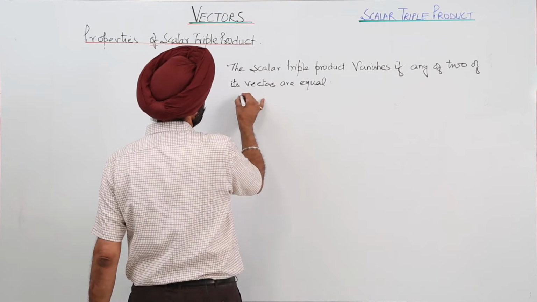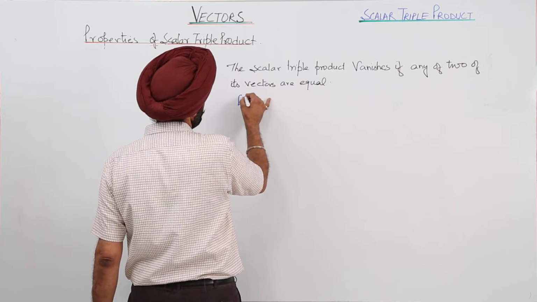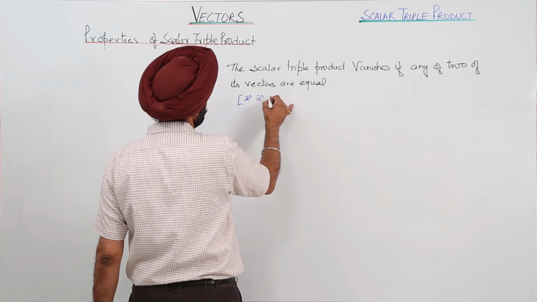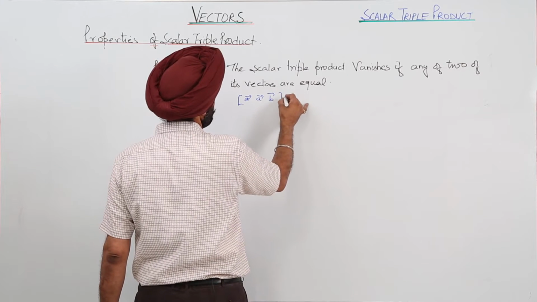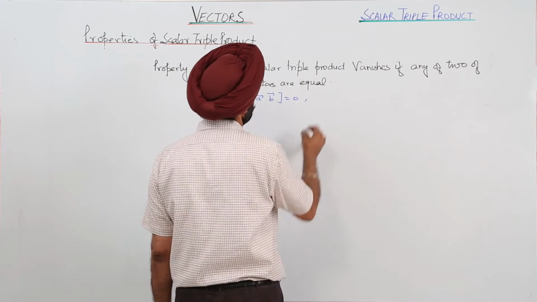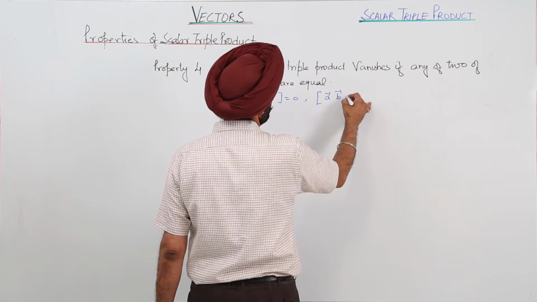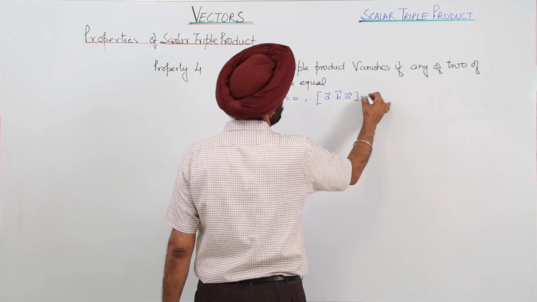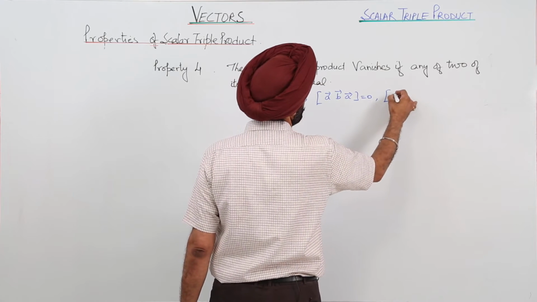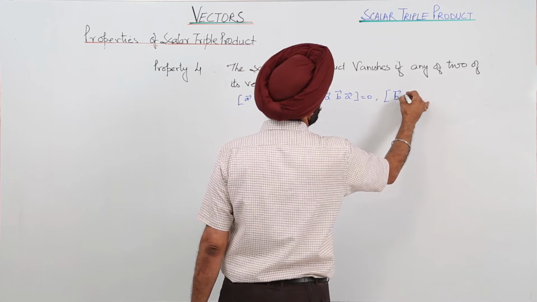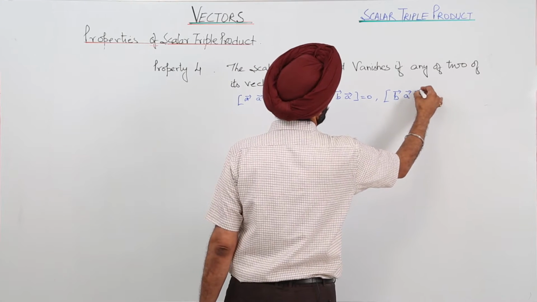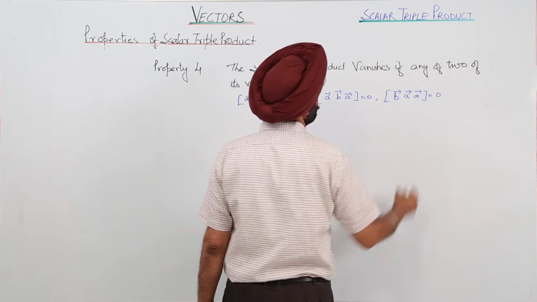Now we can have, suppose now we are having vector A, vector A, vector B. This will be equal to 0. Vector A, vector B, vector A. This will be equal to 0. Vector B, vector A, vector A. This will be equal to 0.